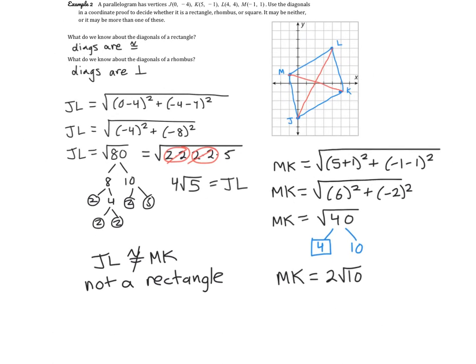And if it is not a rectangle, that means we can also conclude that it is not a square, because a square has to meet the requirements of both a rectangle and a rhombus. However, we could still show that this is a rhombus. So we're going to have to go back and now look at our diagonals again and determine whether or not they are perpendicular.